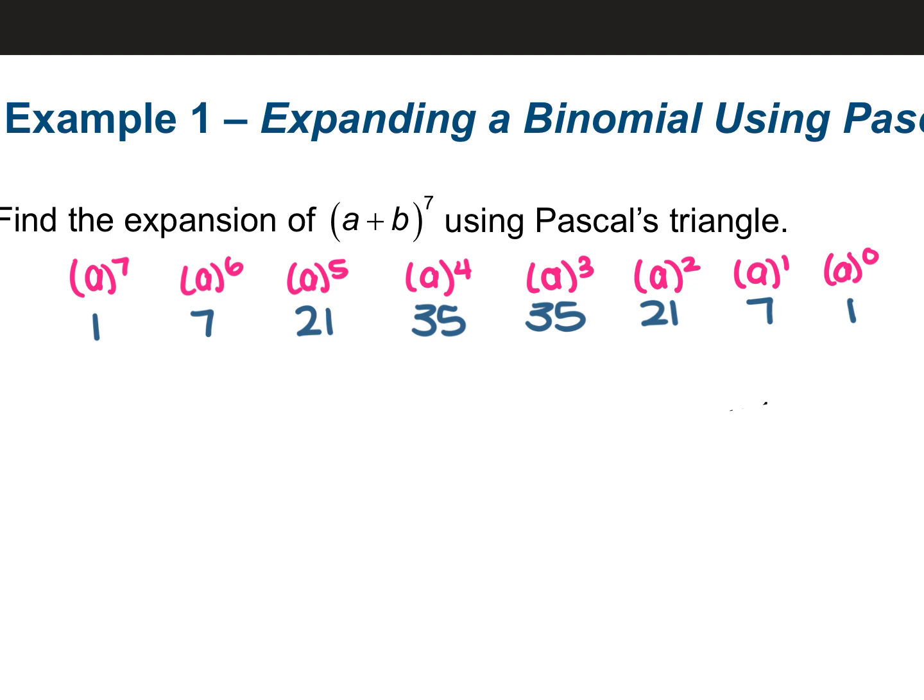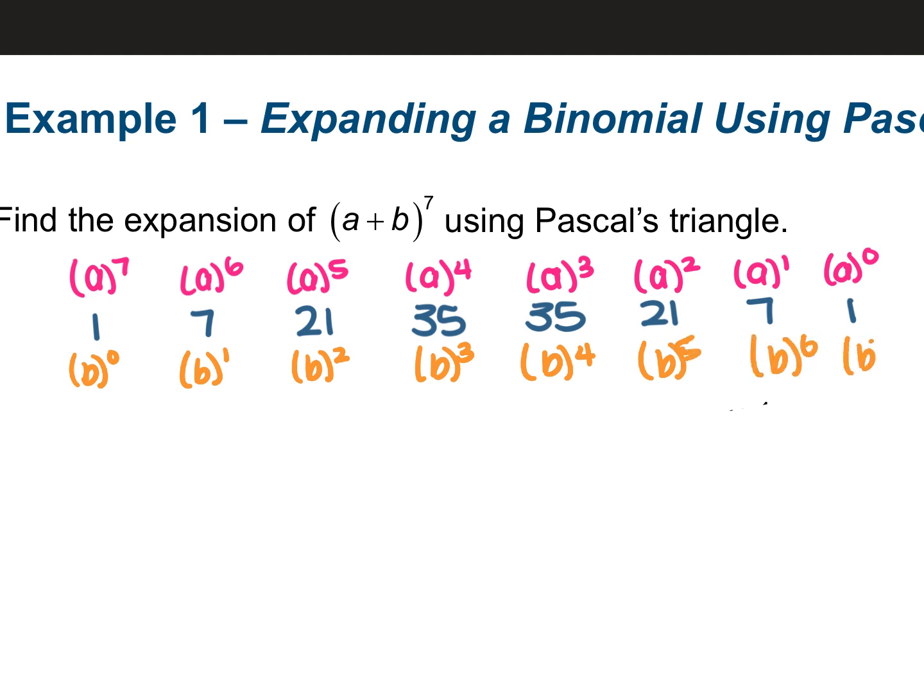From here, you're going to write the b to the power of 0 all the way up to the highest power, which is 7. So that's going to be b to the power of 0, b to the 1st, b to the 2nd, b to the 3rd, b to the 4th, b to the 5th, b to the 6th, and b to the 7th.